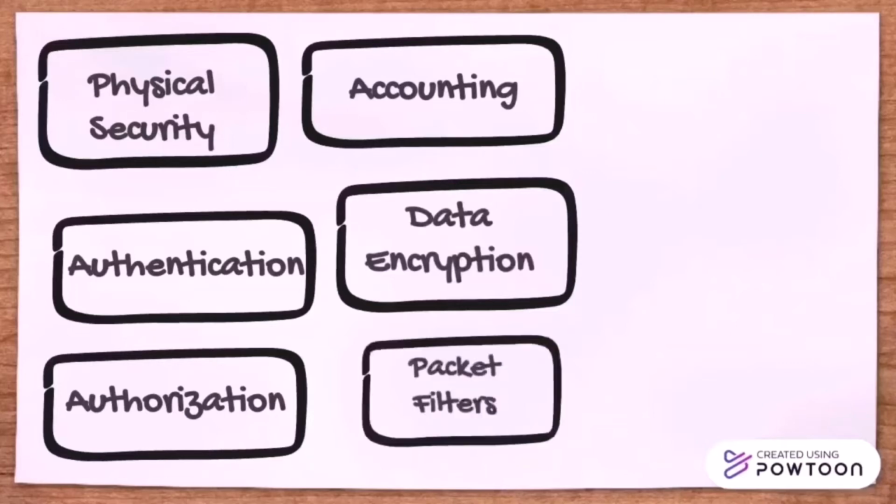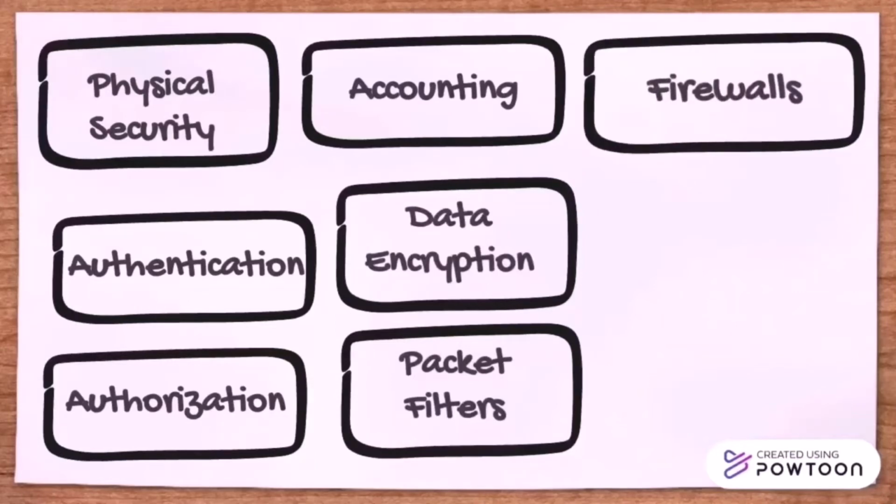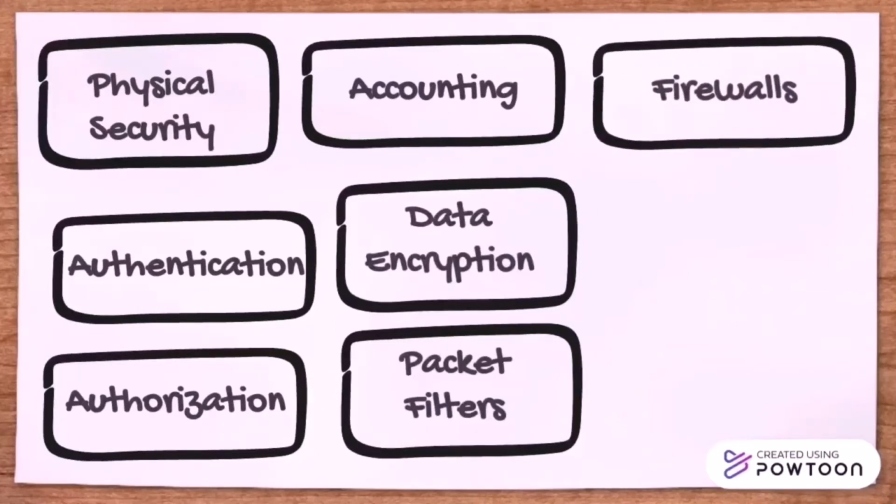Next, we continue with the packet filter. A packet filter can control access to a network by analyzing the incoming and outgoing packets based on the IP address for the source and the destination. Next, we continue with firewalls. A firewall can prevent unauthorized internet users from accessing a private network connected to the internet, especially an intranet.